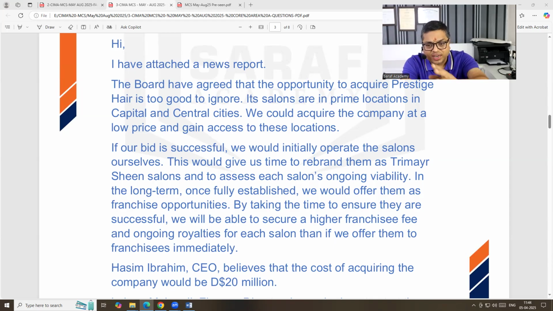Here, if we decide that we will take over Prestige, then we require funds. If we don't have funds, we borrow, we issue shares, we are already a listed company, or we take private placement, whatever, or we will be borrowing money, issuing debentures, whatever.